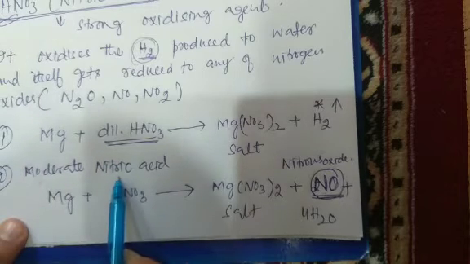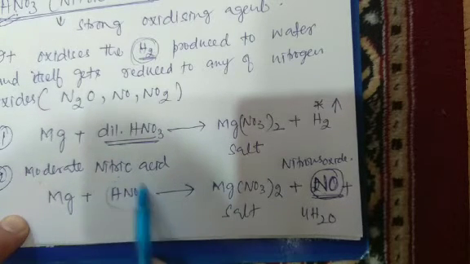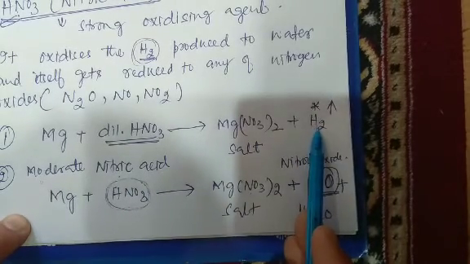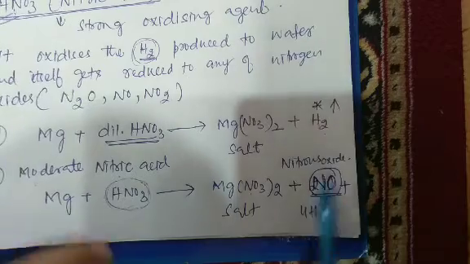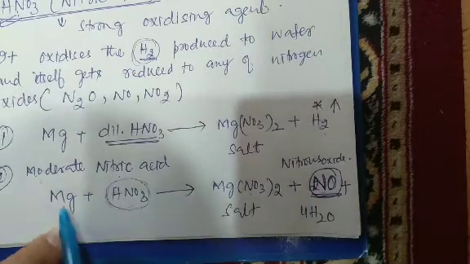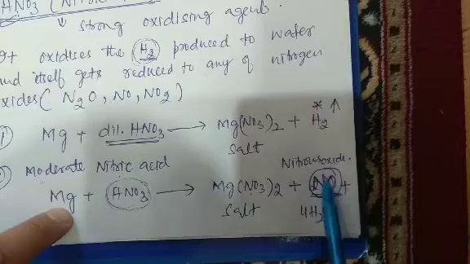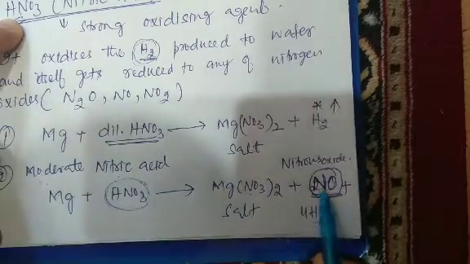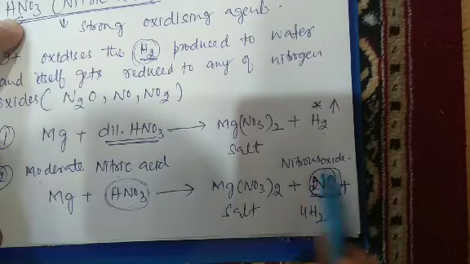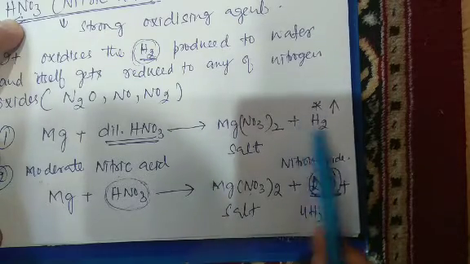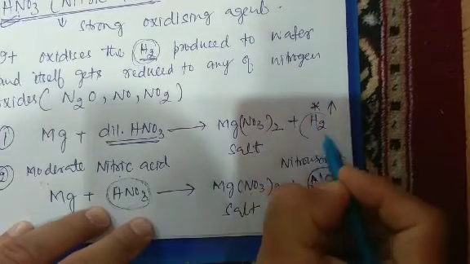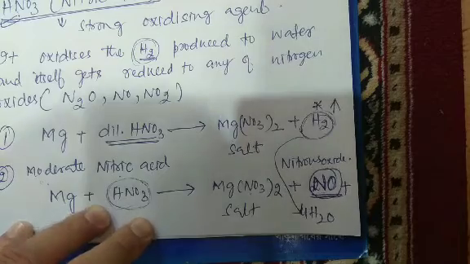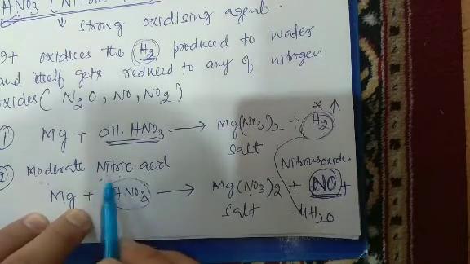This is when its dilution is very low, when it's not that much diluted. This nitric acid forms salt, but the hydrogen which is produced gets oxidized to produce water, and the nitric acid itself gets reduced into nitrogen oxide. This happens when the dilution is very low.